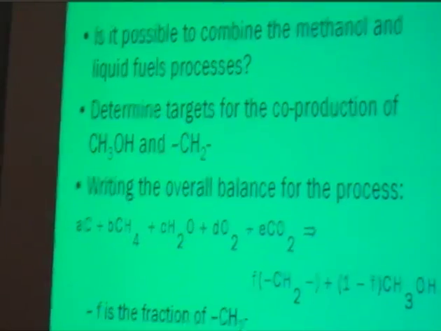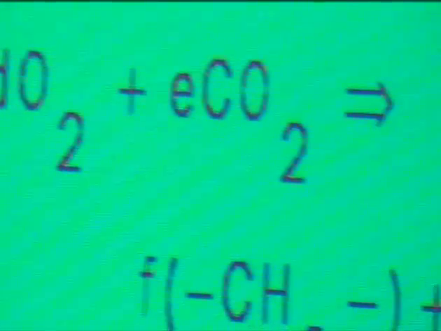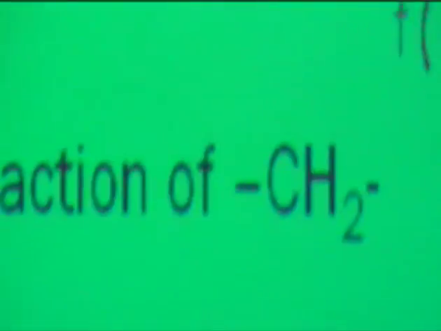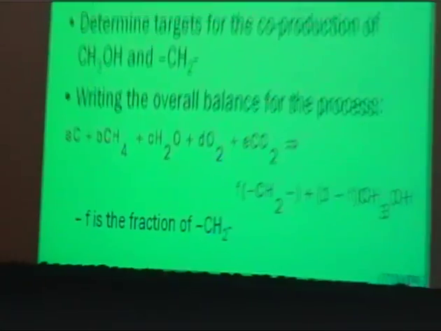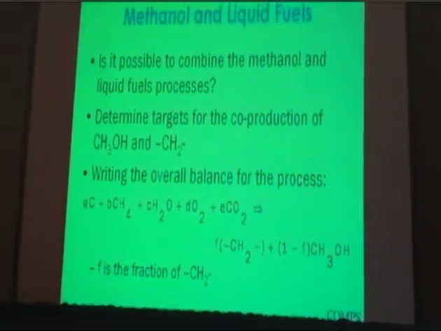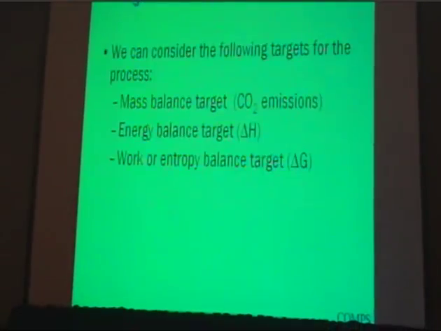We go about this by writing an overall balance. So we've got our coal, we've got our methane or natural gas, we've got water, oxygen, CO2, and we write F as being the fraction of CH2s that we make relative to the fraction of methanols that we make. And we can solve this balance using the same energy, mass, and work balances that we had before, and we can get to a set of equations.